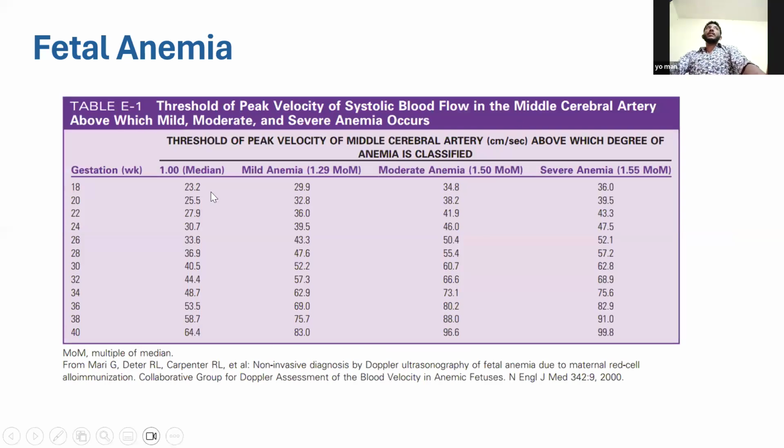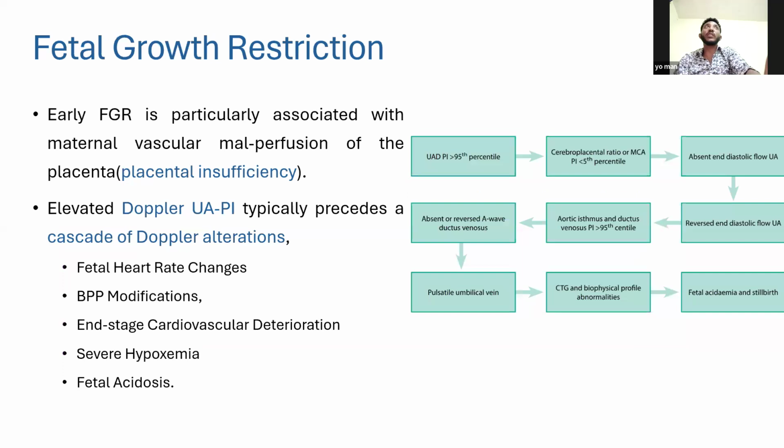So multiple of median is indicated here. For example, this is a normal graph for fetal anemia. For a 30-week gestational age, the median is 44.5. So we consider mild anemia if there is 1.25 multiples of median, which is 52.2. And if it is greater than 1.5, we call it severe anemia, which is here 66.8. The guideline recommends using the multiple of median graph rather than a specific velocity graph, okay?